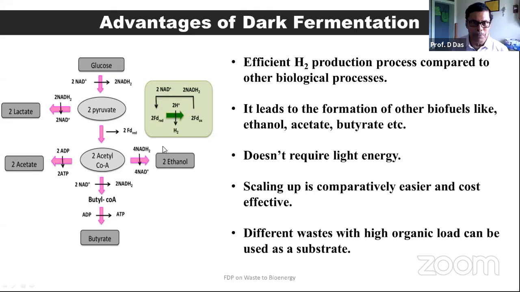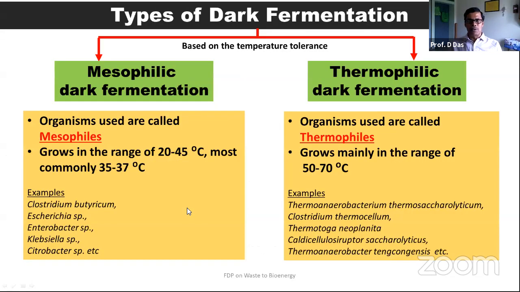So this we have successfully carried out in our lab, and we increased the hydrogen production from the raw materials. So it is considered an efficient hydrogen production process compared to other biological processes. It leads to formation of other bioproducts and biofuels like ethanol, acetic acid, and butyric acid. It does not require light, and the scaling up is comparatively easier and cost effective. And different wastes of high organic load can be used as a substrate. This is the advantage of it.